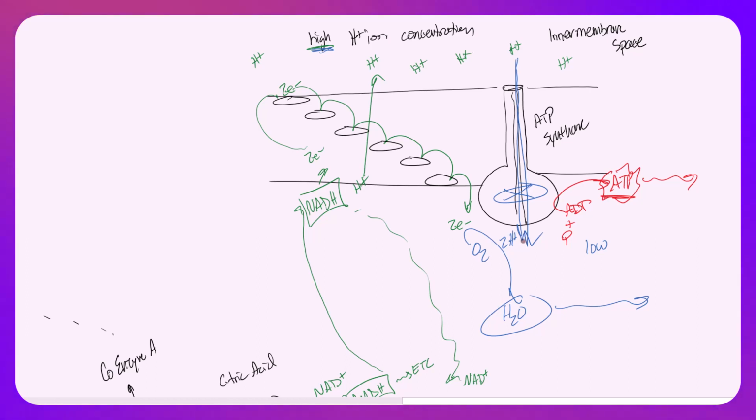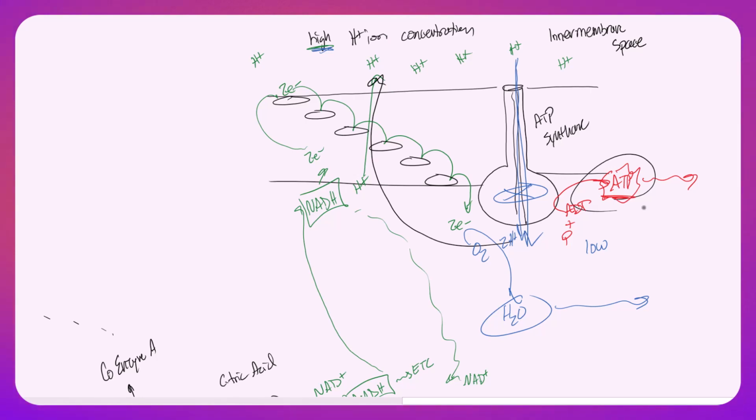Once those hydrogen ions are passing through ATP synthase, producing ATP, they're either going to be picked up by our oxygen or they're going to be pumped back to our high side in order to be maintaining that concentration and therefore maintain ATP production.